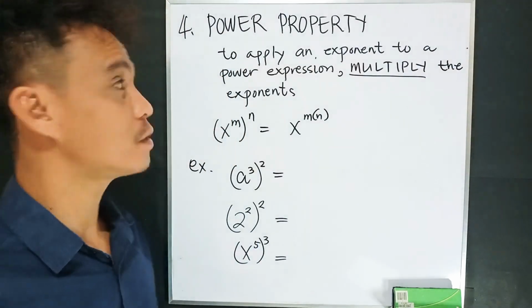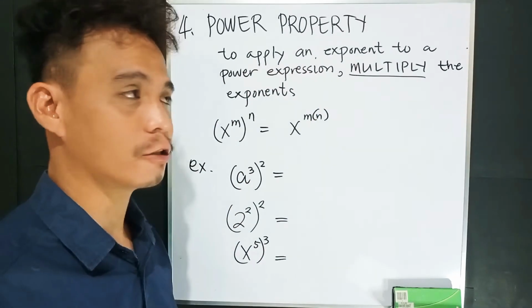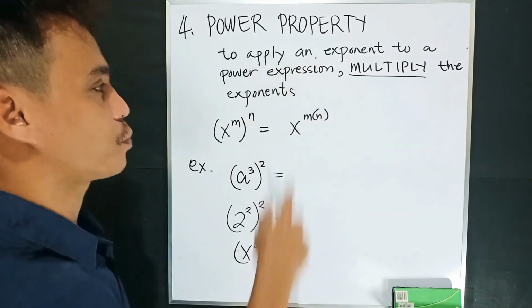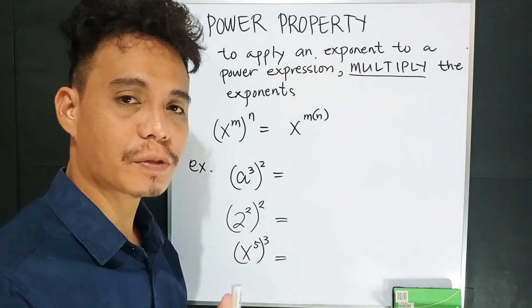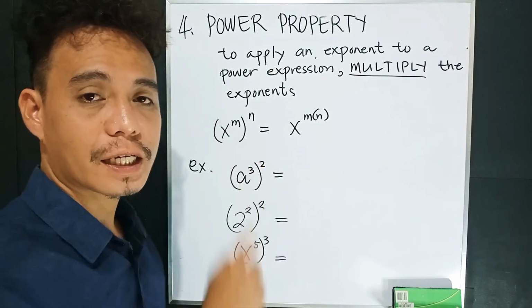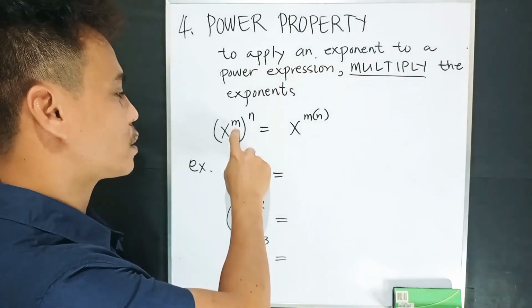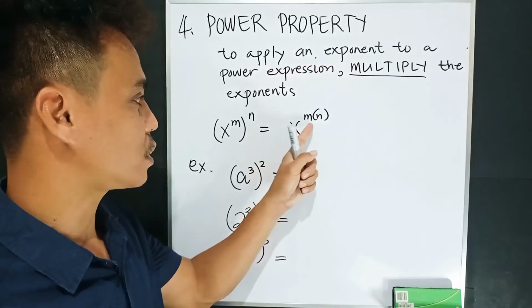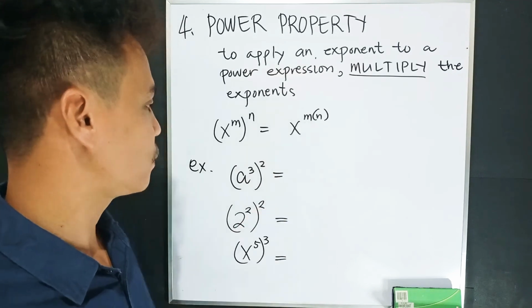And here is our last law. So the law of power property. The power property law. To apply an exponent to a power expression, just multiply the exponent. So ibig sabihin nito guys, kapag nag-apply ka ng exponent dun sa exponent na mismo ng isang expression or power na siya, gagawin mo dyan is we have to multiply. So pag ta-times lang natin yung exponent.